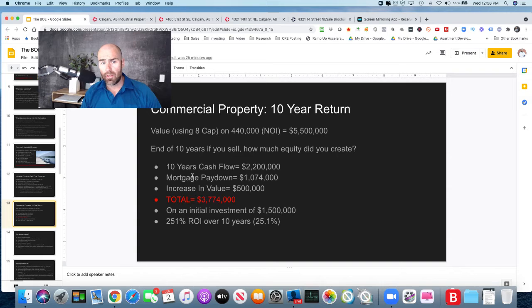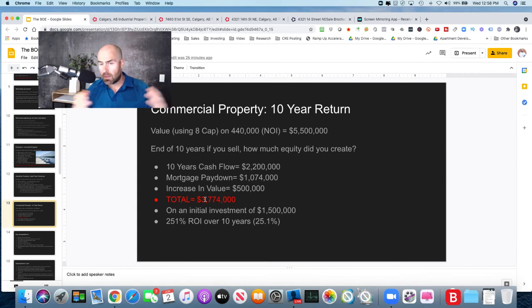Now, at the end of 10 years, you sell. So you got cash flow, 2.2 million. Your mortgage goes down by $1 million, and then you increase the value by 500,000. So in total, assuming you sell the property, you'd have about $3,774,000 of increased equity.